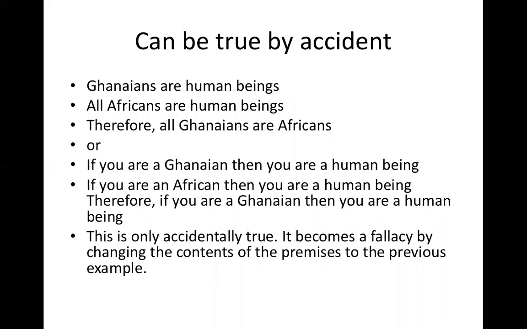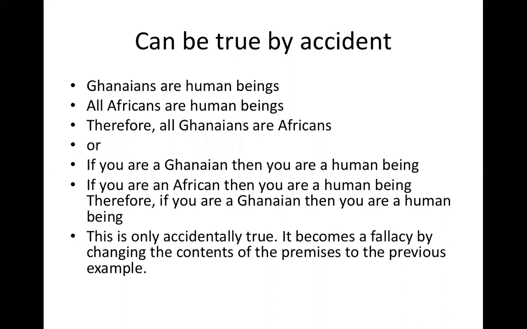Sometimes it can be true by accident. But the fact that it is true by accident doesn't mean that it is true by design. Now let's look at this. Ghanaians are human beings. Africans are human beings. Therefore, Ghanaians are Africans. All Ghanaians are human beings. All Africans are human beings. Therefore, all Ghanaians are Africans. So this is true. Or rather, the conclusion is true, but it is true by accident.